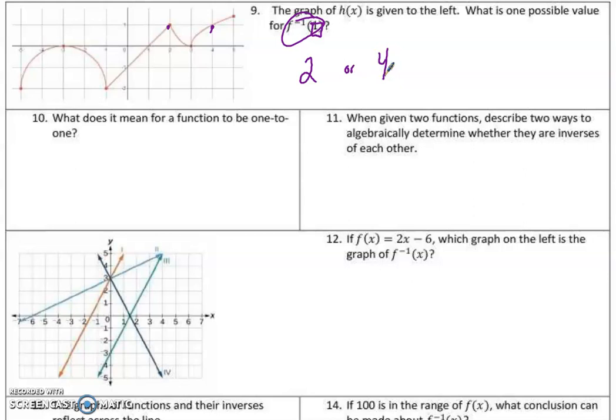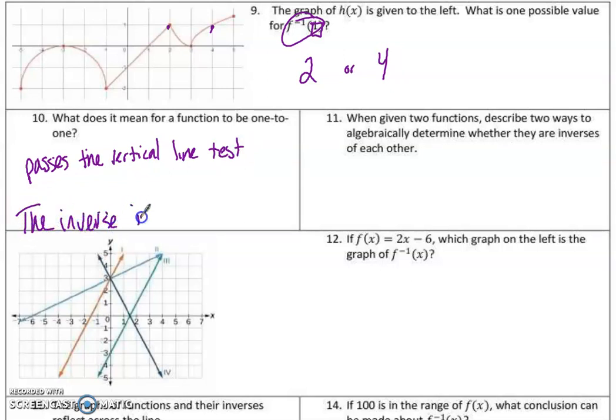Number 10, what does it mean for a function to be 1 to 1? If it is 1 to 1, it passes the horizontal and the vertical line test. It also means the inverse is a function. If it's not 1 to 1, the inverse is not a function.